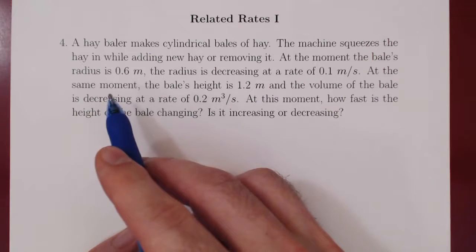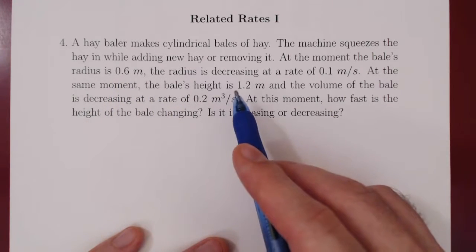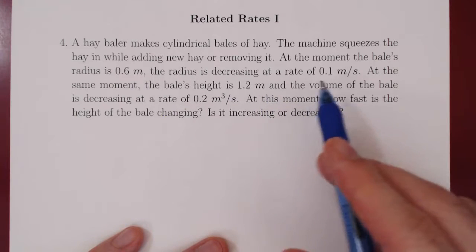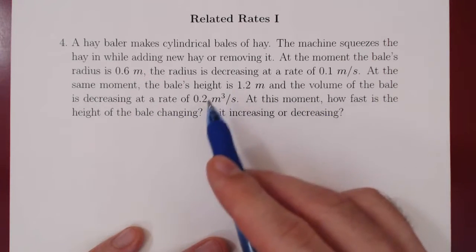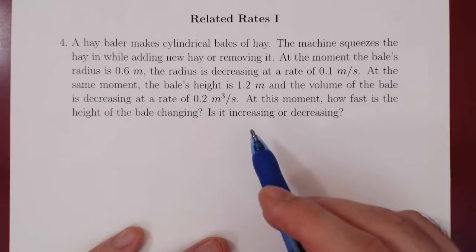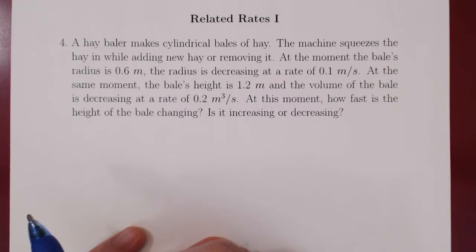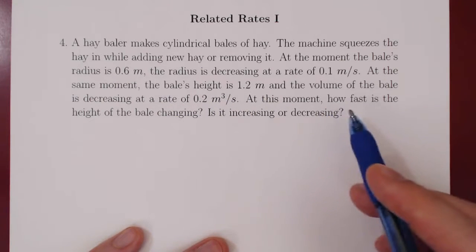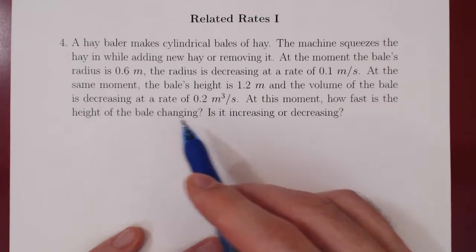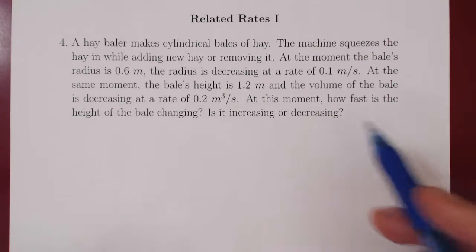At the same moment, so when the radius is 0.6 meters, the bale's height is 1.2 meters, and the volume of the bale is decreasing at a rate of 0.2 meters cubed per second. At this moment, when the radius is 0.6 and the height is 1.2, how fast is the height of the bale changing? Is it increasing or decreasing?